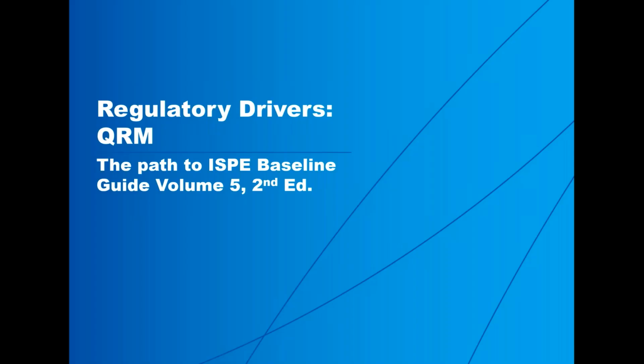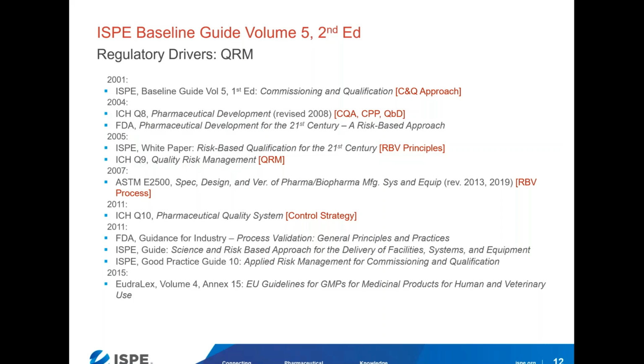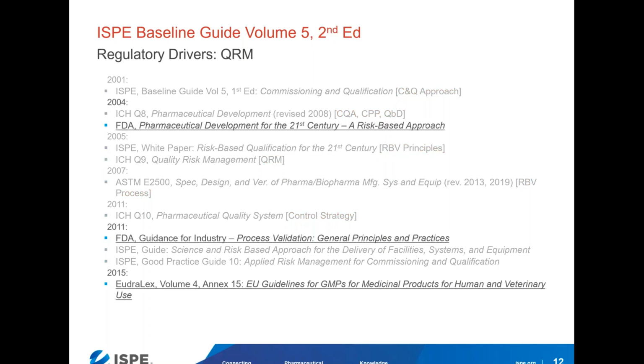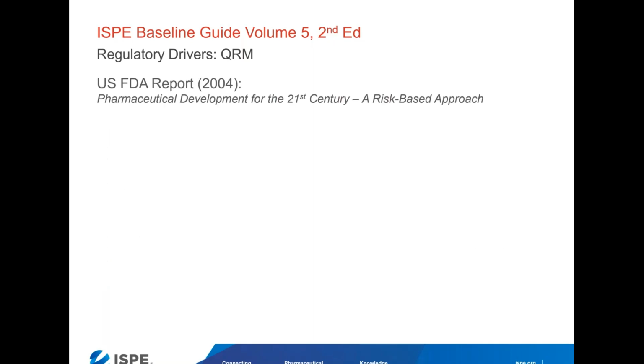What about regulators? Regulators, in the intervening time from then to now, have expressed a great interest in quality risk management. And this is an outline of industry and regulator guidances that have been developed between the two versions of the baseline guide. I'd like to look at a few of those by the regulators, particularly the 21st Century Initiative published by FDA, and then a process validation guidance for industry, and EU Annex 15. So what do they have to say about quality risk management?